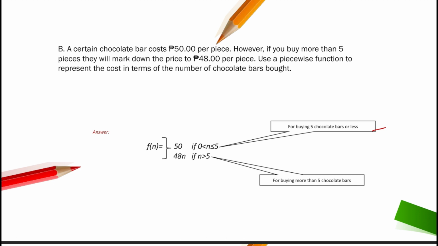Now, for the solution, the piecewise function is denoted now by f of n is equal to 50n pesos if n, the number of chocolate bars, is between 0 and 5 inclusive. Okay? This first equation is for buying 5 chocolate bars or less. And the second equation is 48n if n is greater than 5. That's for buying more than 5 chocolate bars. Okay?